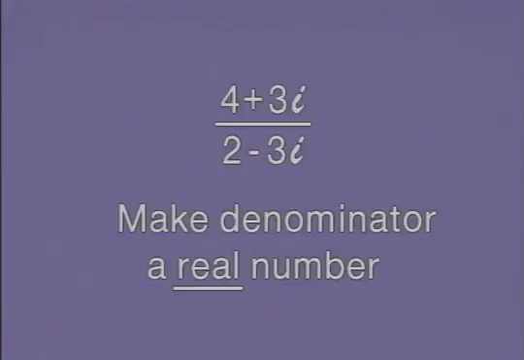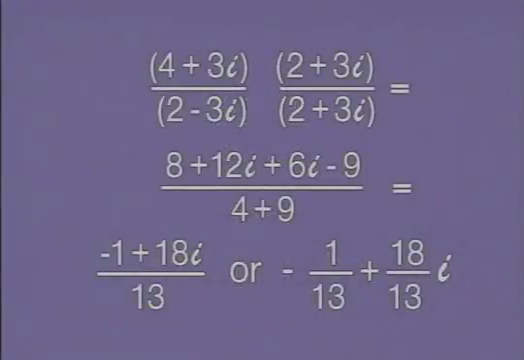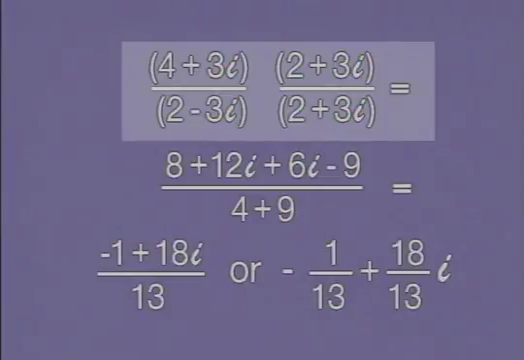So let's look at the next visual, which shows us that we're going to take the 4 plus 3i over the 2 minus 3i and multiply top and bottom by 2 plus 3i. Why top and bottom? Why numerator and denominator? For those of you who like Latin words, because when we multiply the top and the bottom by the same number, in effect, we're multiplying by 1, and the fraction has the same value. It may look different, but it's equal.